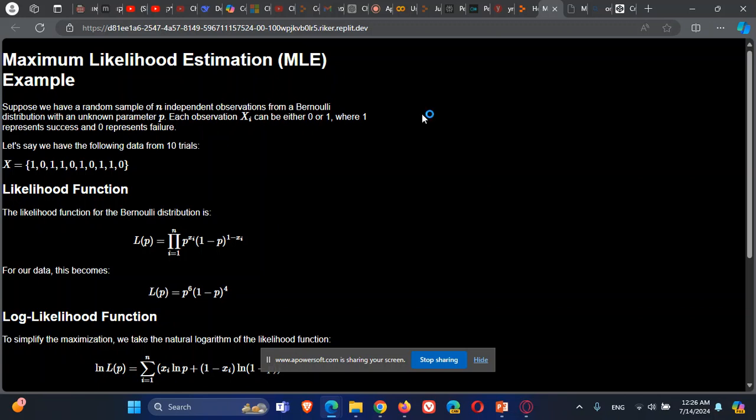Now let's talk about the maximum likelihood estimation. The idea is that we have a distribution and we want to find the values for the parameter of the distribution that makes the observed data most probable.